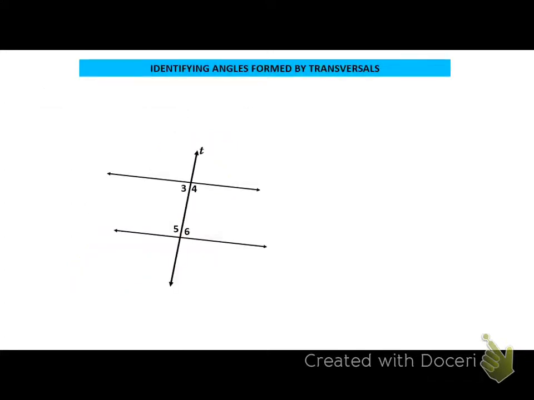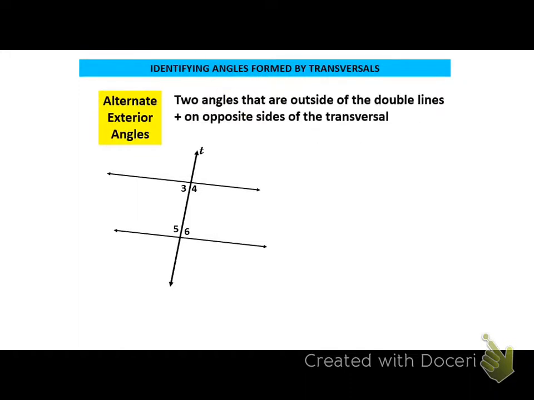All right, and then the next one is alternate exterior. So what do you think is the only difference? They're on the outside. So alternate exterior is the same thing. There are two angles on the outside, so that's where the exterior comes from. They're on the outside of the double lines and on opposite sides of the transversal.